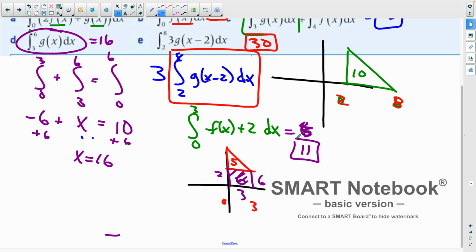Yes, sir. Would there be another triangle there because it's not hitting the x-axis yet? You're talking about over here? Yeah. Yes, but that's outside of my bounds. If I change my bounds, then yes, I'd have to do a little bit more. Absolutely. Any other questions there?